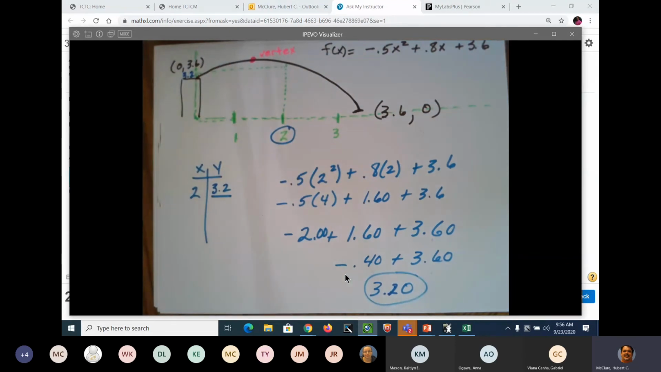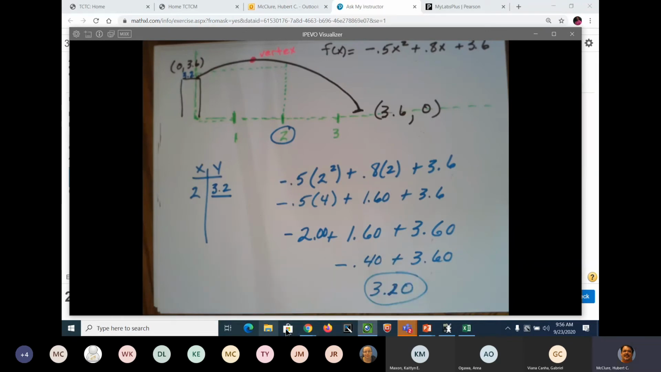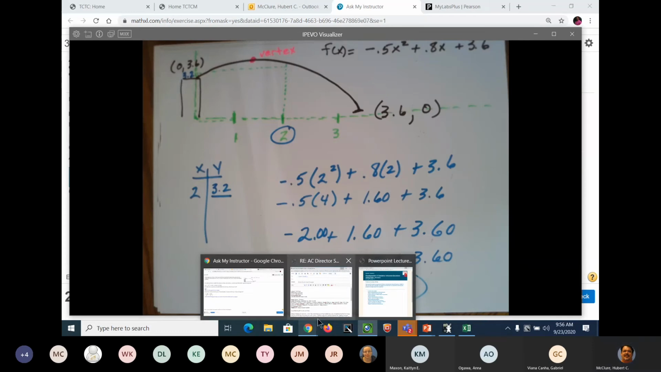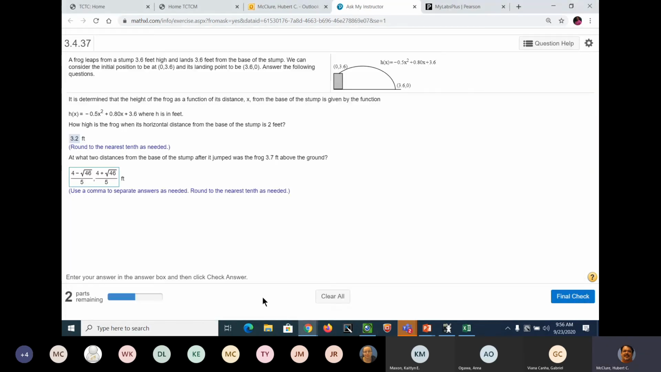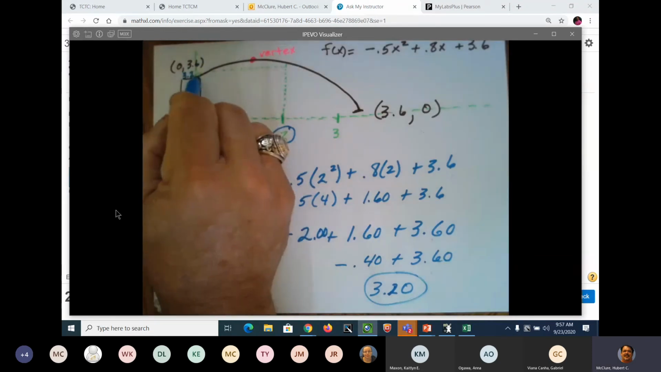Okay, let's go back to the question. I'm sorry, I'm trying to find the question. All right, at what distances from the base of the height after jumping was the frog 3.7 feet? 3.7 would be up here because there's 3.6. 3.7 would be right there.